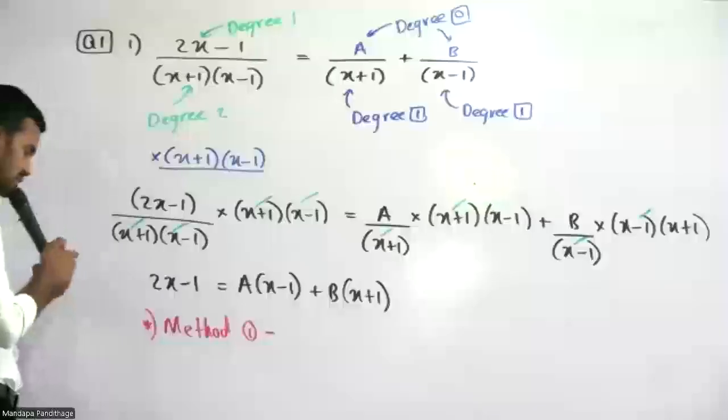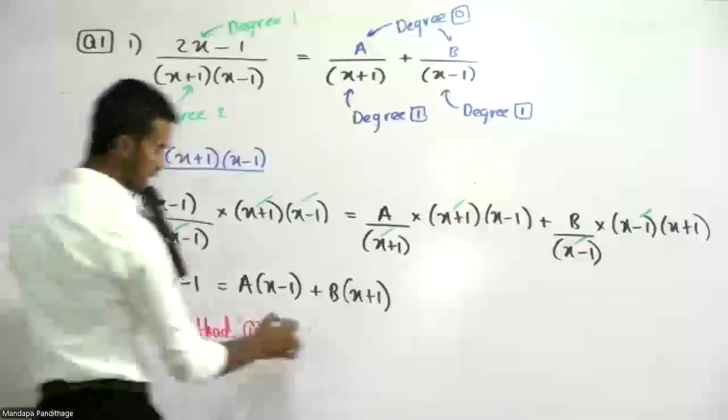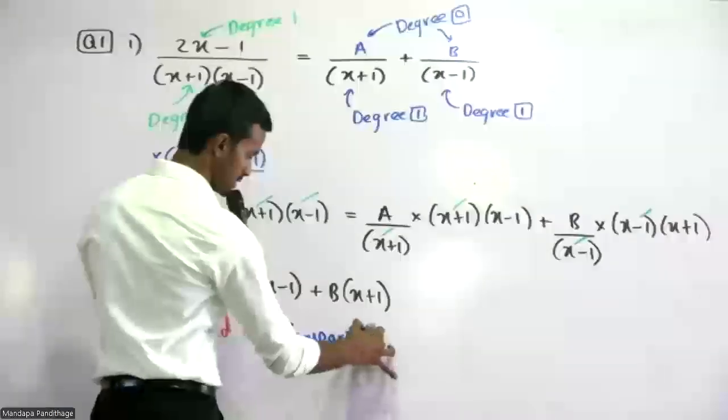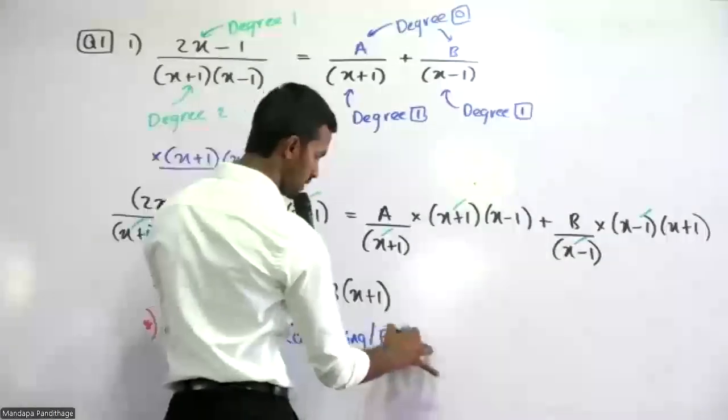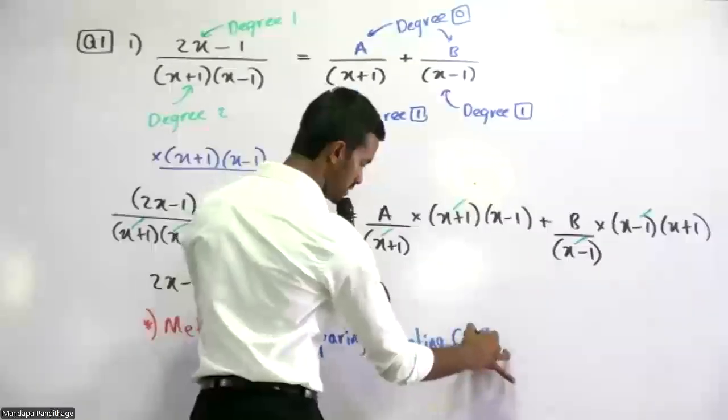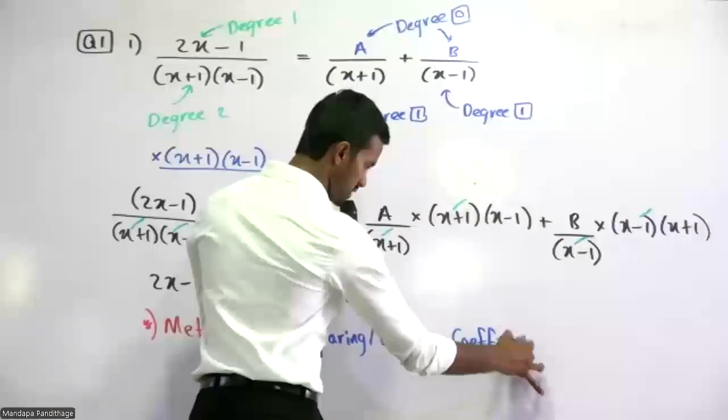Method 1 is comparing, or you can even say equating, coefficients. Simply making them equal: equating coefficients. So this is the first method.